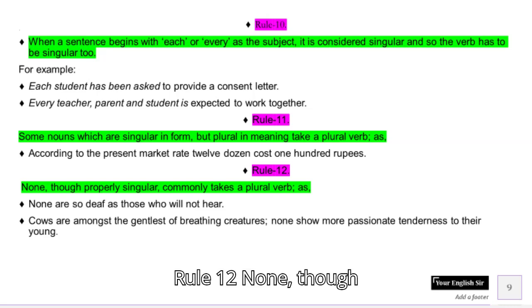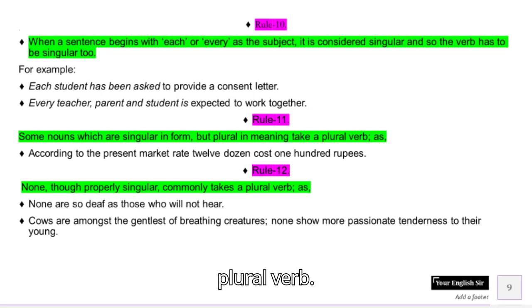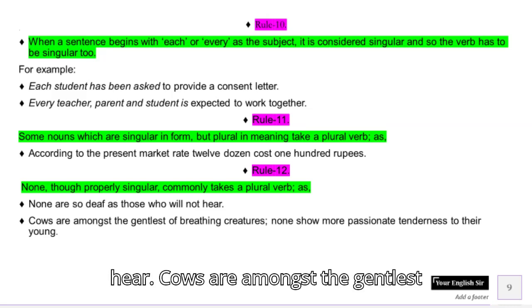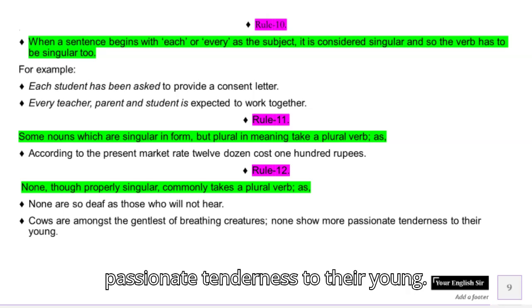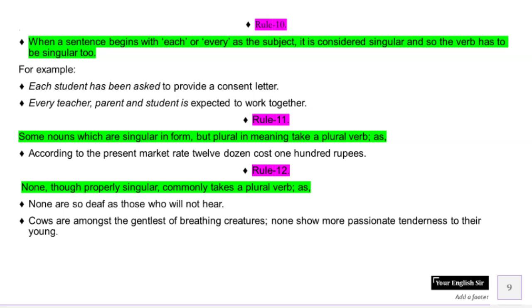Rule 12. None, though properly singular, commonly takes a plural verb. For examples. None are so deaf as those who will not hear. Cows are amongst the gentlest of breathing creatures, none show more passionate tenderness to their young. Here, "are" and "show" are the plural verbs.